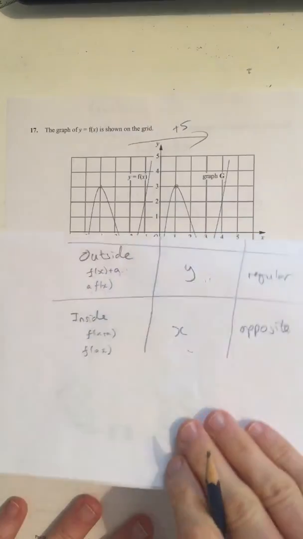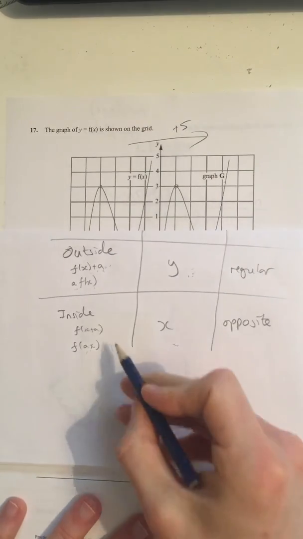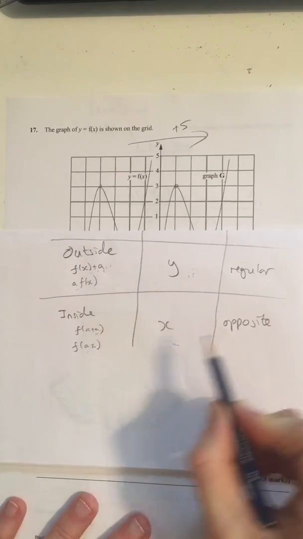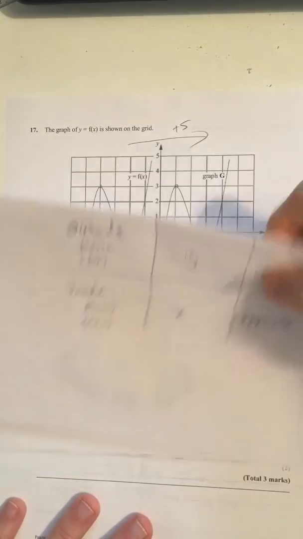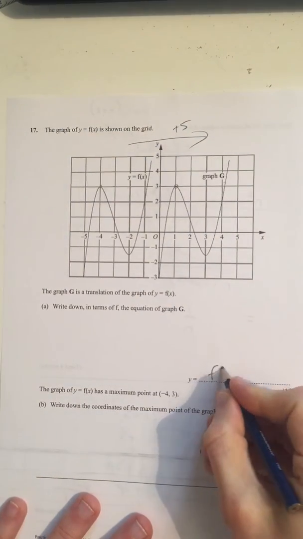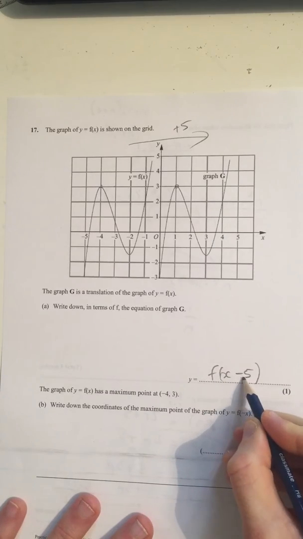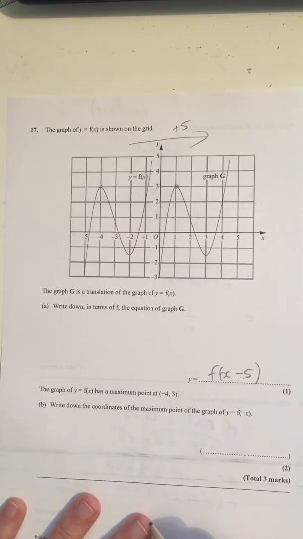So if we've added 5 to the x coordinates, then this would need to be a minus 5, because remember, the opposite. So this is going to be f of x minus 5. This adds 5 to the x coordinates, so that shifts it along 5.